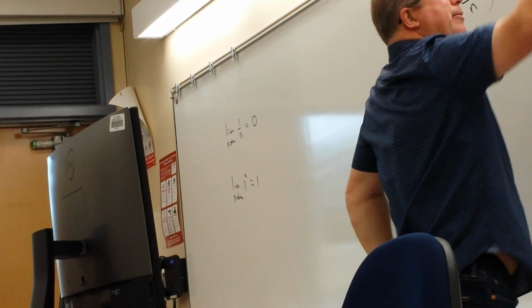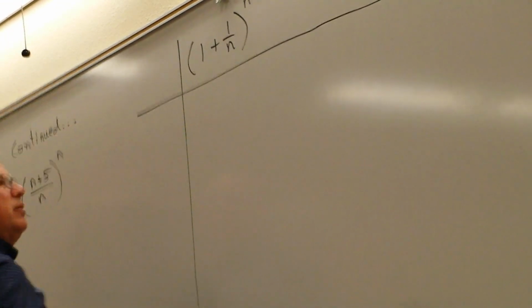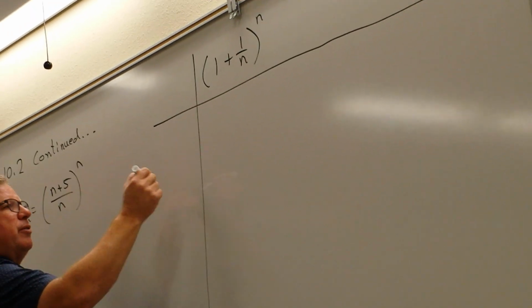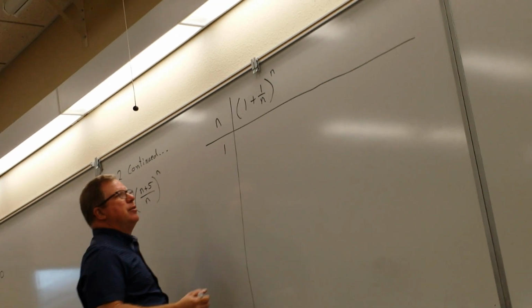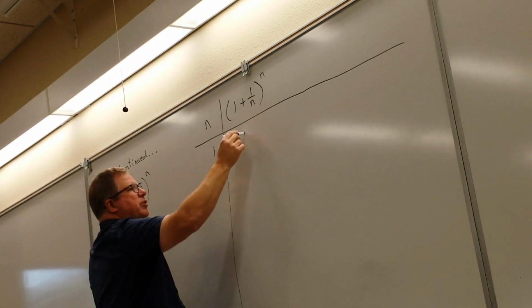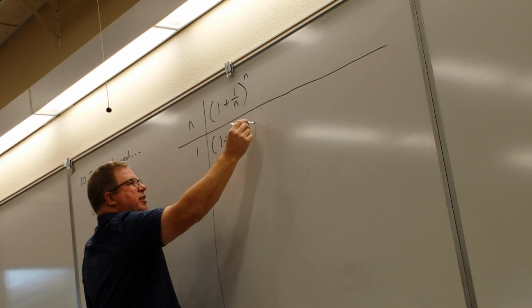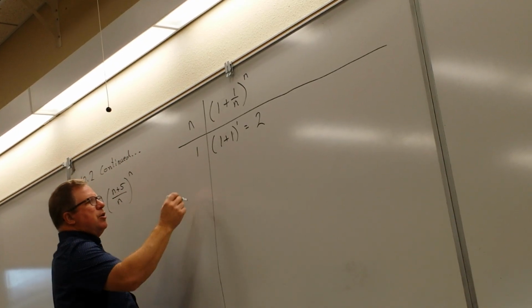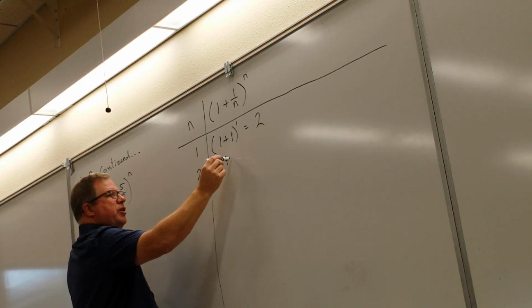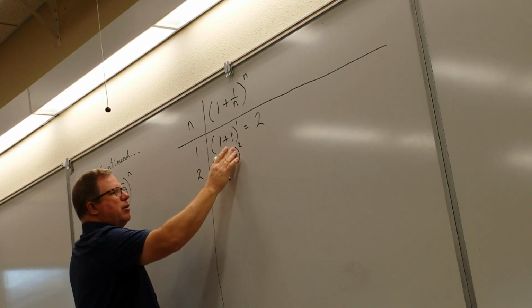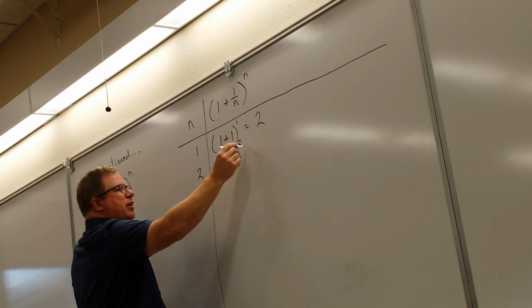Let's make a table here. Let's put some numbers in for n. If you put in 1, this is n here. If we put in 1 for n, we're going to get 1 plus 1 over 1, which is 1. So we're going to get 1 plus 1 raised to the 1 power. That's going to equal 2. If we put in 2 for n, 1 plus 1/2 to the second power.